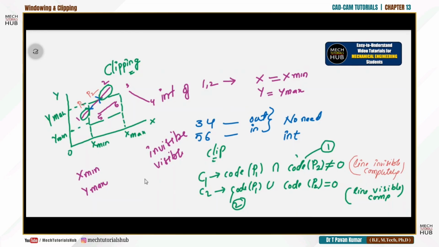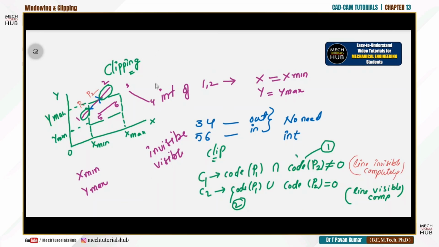So for complete visibility and invisibility, a 4-bit code is developed. By using this 4-bit code, we can easily find whether a line is completely visible or completely invisible. That discussion we'll have in another session. And this is all about windowing and clipping.